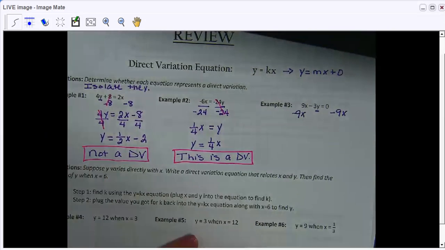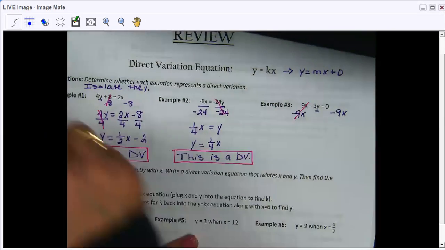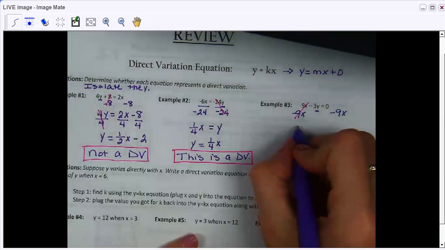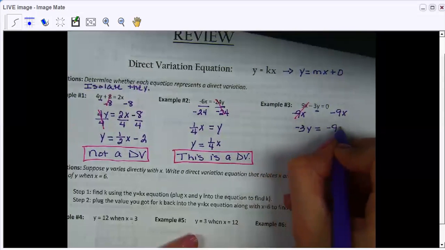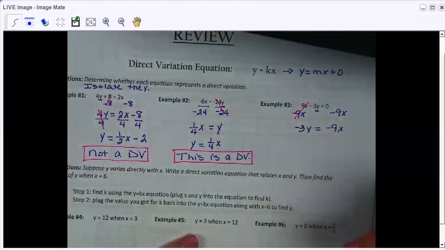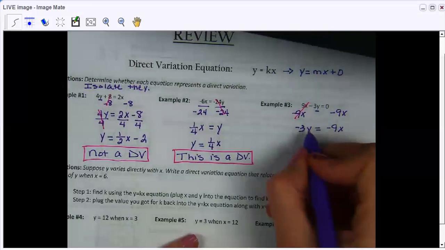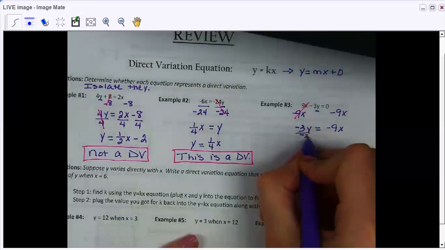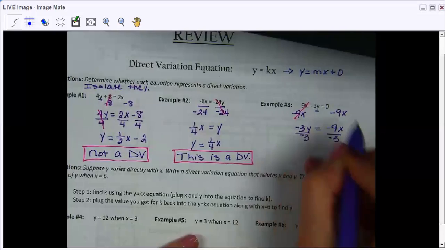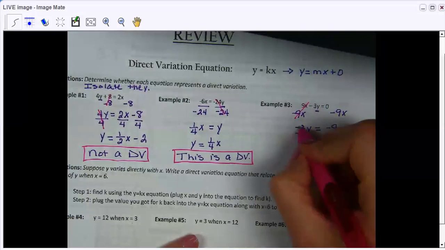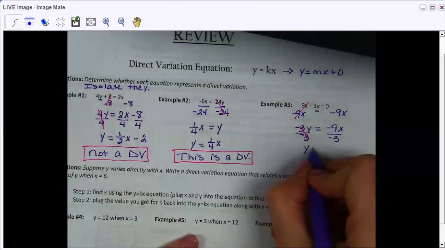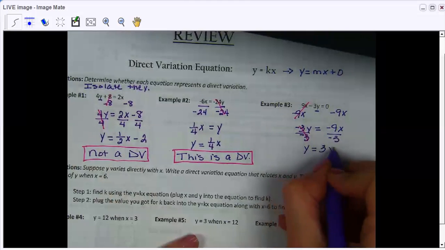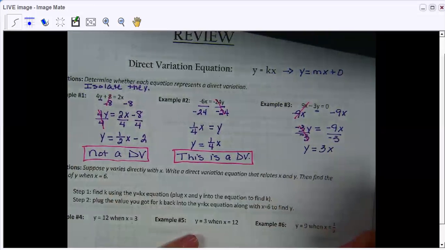So that means that we can get rid of this here, and we're left with -3y equals -9x. I'm not writing the 0 because I don't need the 0. Okay. Yeah, divide by -3. And you end up with y equals 3x. Is this a direct variation? Yes.